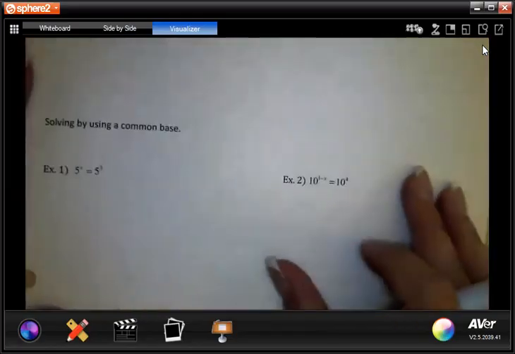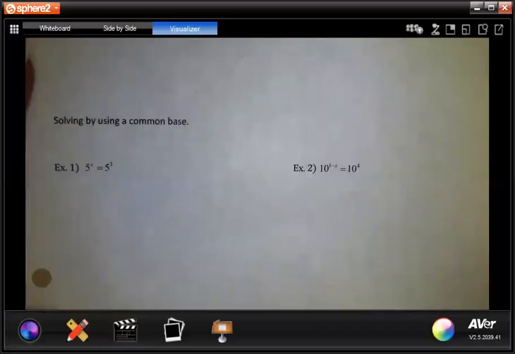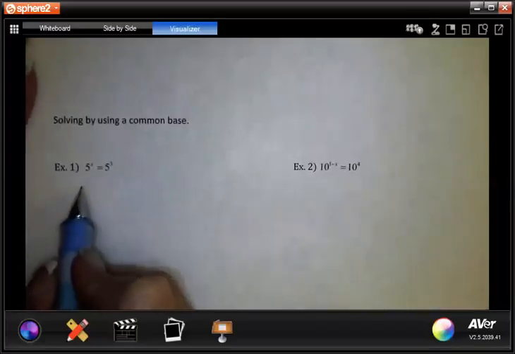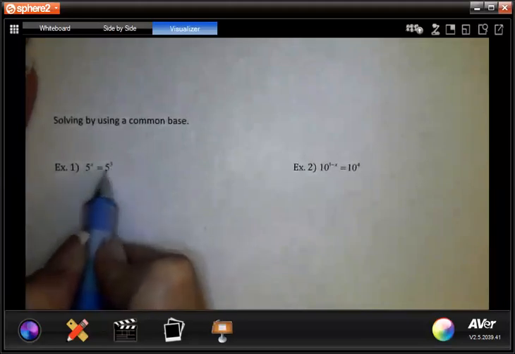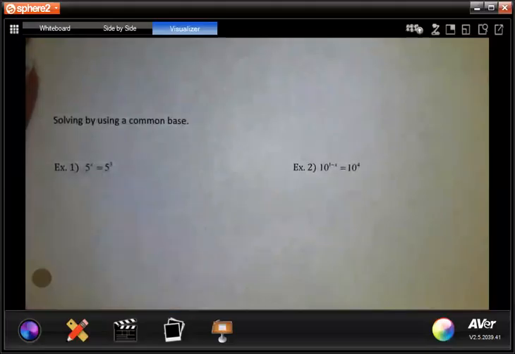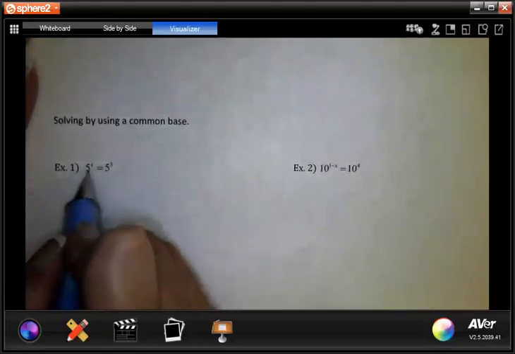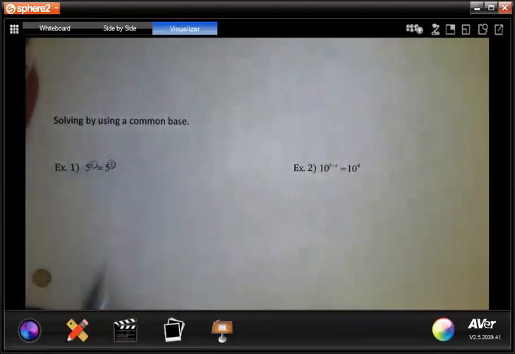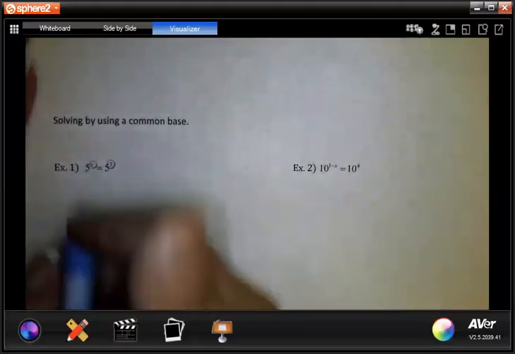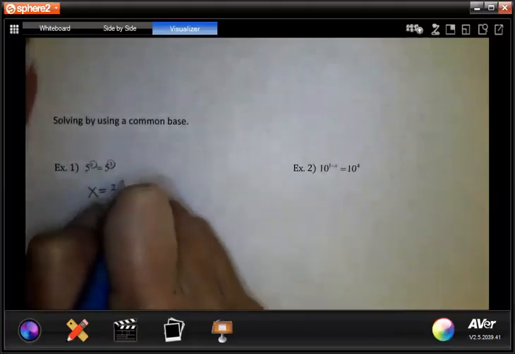Now to do real math, we're going to solve using common base. And we'll start with this first one. That's really easy. We have 5 to the x equals 5 to the third. Now when we have the same base on opposite sides of the equal sign there, we know that the only way that these are going to be the same value is if this exponent is the same as this one. That's the only thing that can happen there for both sides of the equal sign to be the same value. So x would have to be equal to 3.